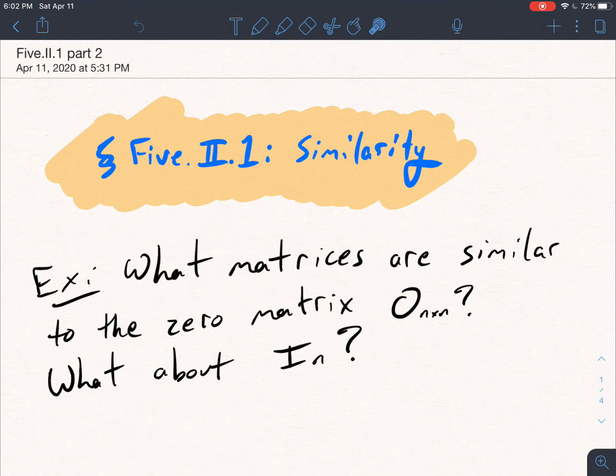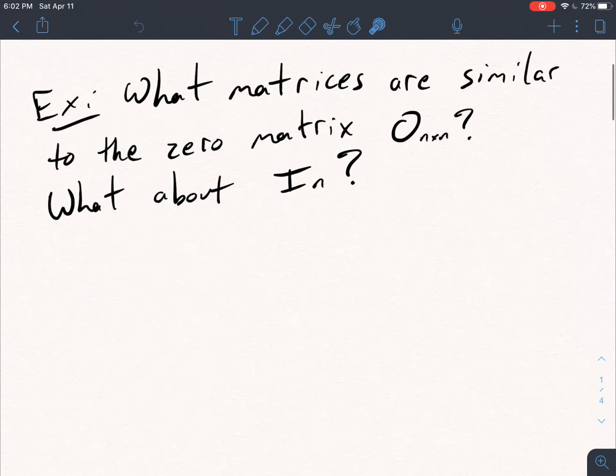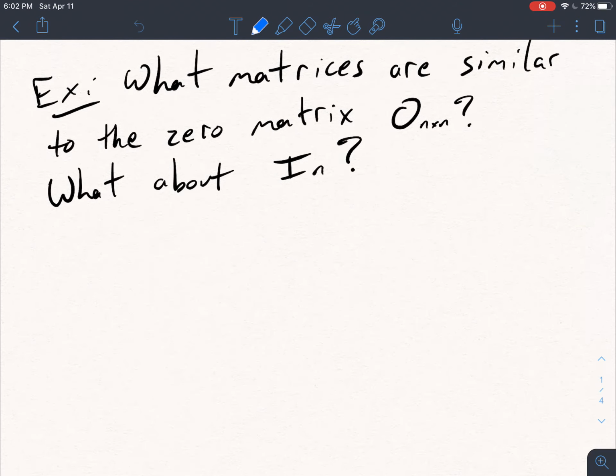So let's start with this first example, where we'll talk about the easiest matrices to understand, which are the zero matrix and the identity matrix. The question that I want to start with is this: what matrices are similar to the zero matrix, and what matrices are similar to the identity matrix? Let's start with the zero matrix. Okay, so let's say that B is some matrix that is similar to the zero matrix.